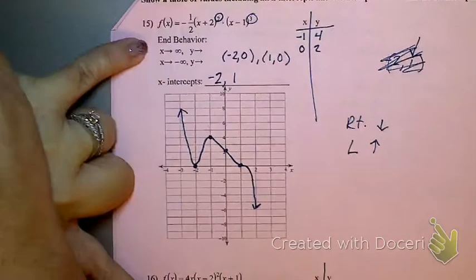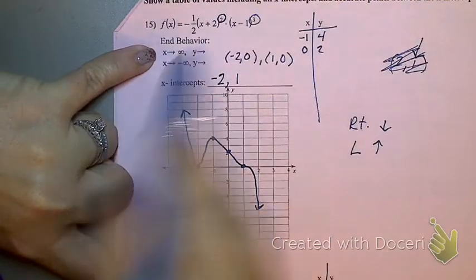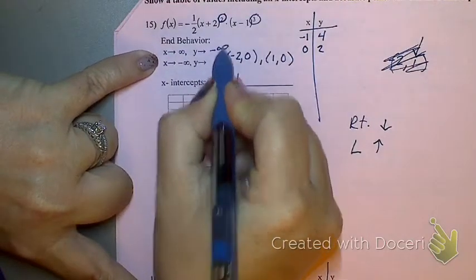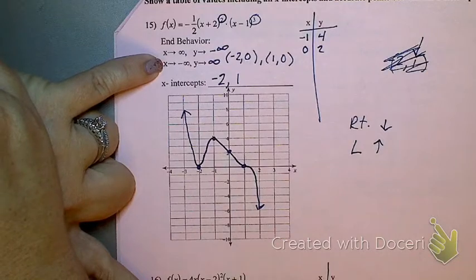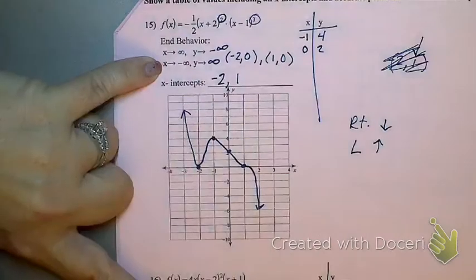Last thing is end behavior. Right side is going down. Left side is going up. Any questions there? Okay. Ready for the last one?